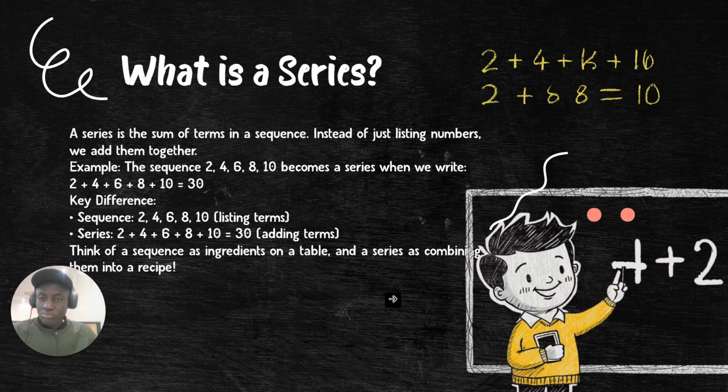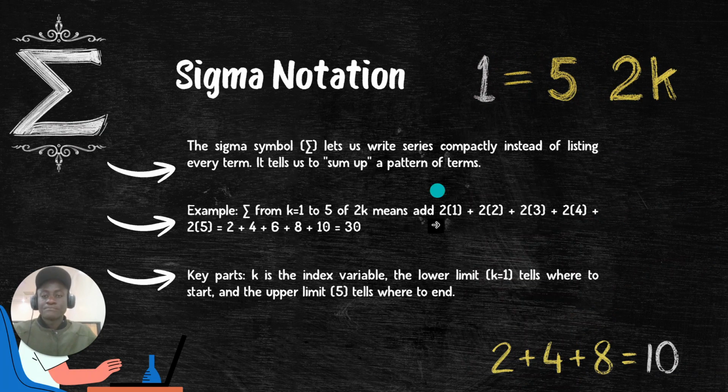As I told you, a sequence lists terms, and a series adds the terms. As you can see, there are several examples here: the listing of 2, 4, up to 10, and in the series we have 2 plus 4 plus 6 plus 8 plus 10, and it's equal to 30. Let's move on to the next part of our theme.